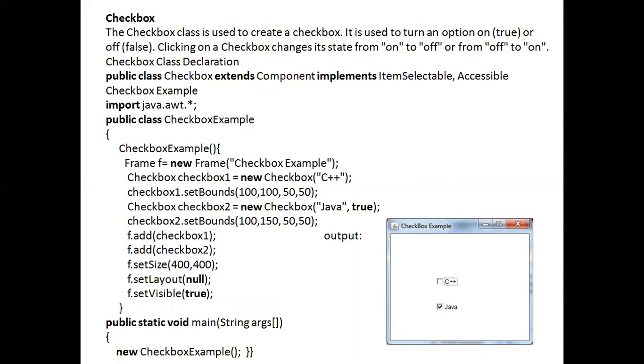Next one is checkbox. The checkbox class is used to create checkboxes. It is used to turn an option on or off. Clicking a checkbox changes its state from off to on. Checkbox class declaration: checkbox extends component implements item selectable and accessible. Here is an example of checkbox.